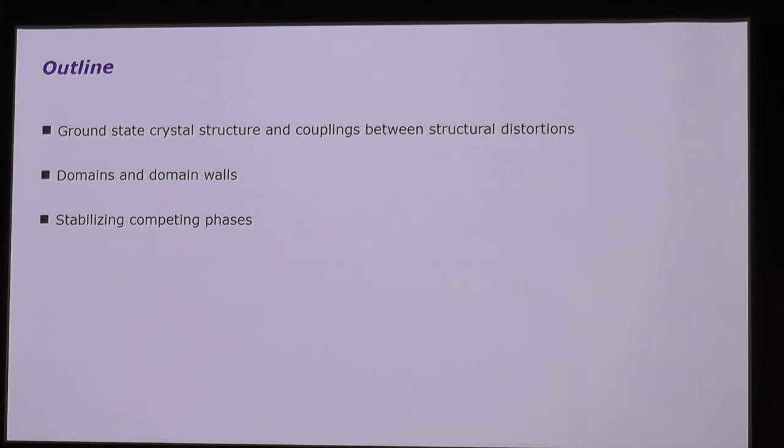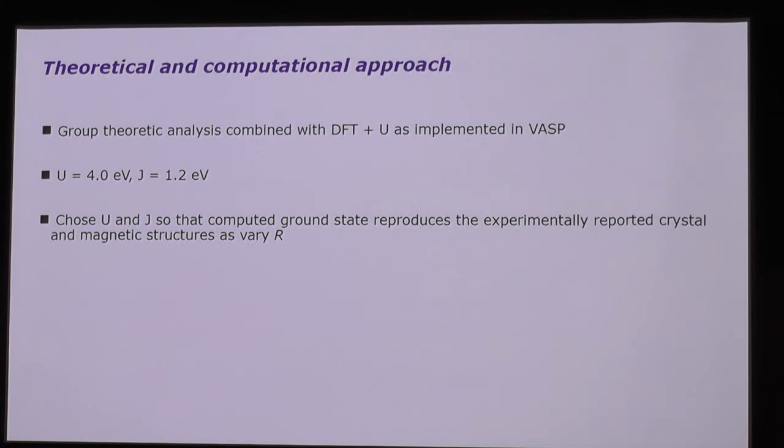So before I get to that, one slide on our theoretical approach. I'll be combining group theoretic analysis with DFT+U calculations as implemented in VASP. For all the calculations here, I've set U to 4 and J to 1.2 eV. I selected these values so that the computed ground state reproduces the experimentally reported magnetic and crystal structures as you go across the phase diagram varying the rare earth ion.